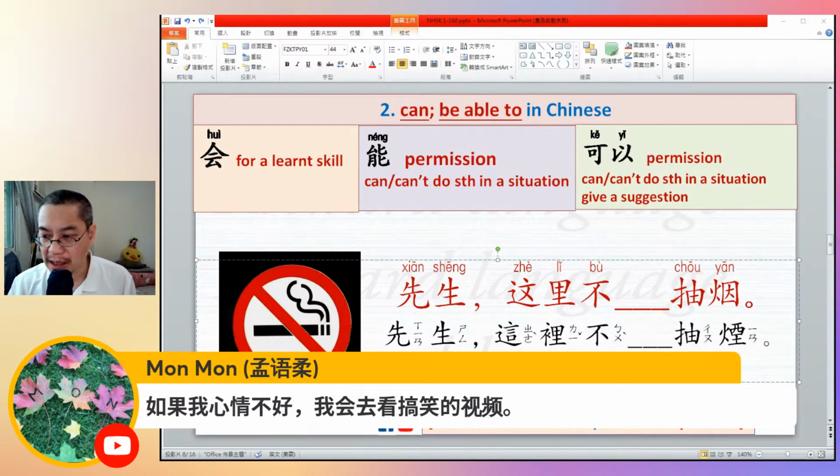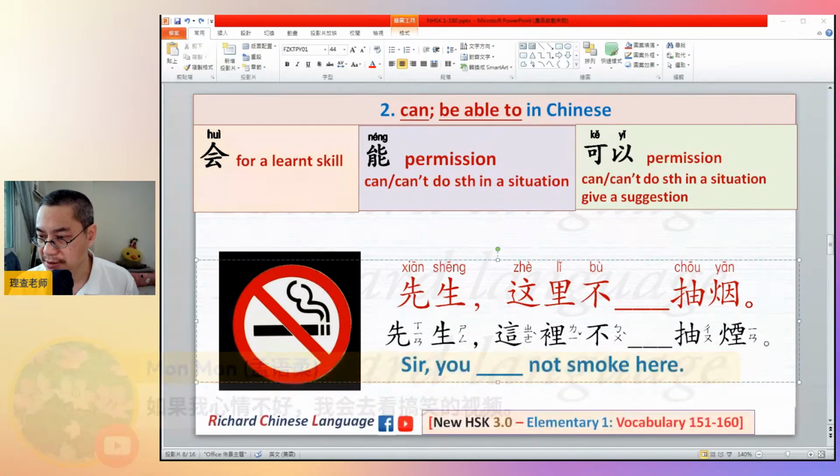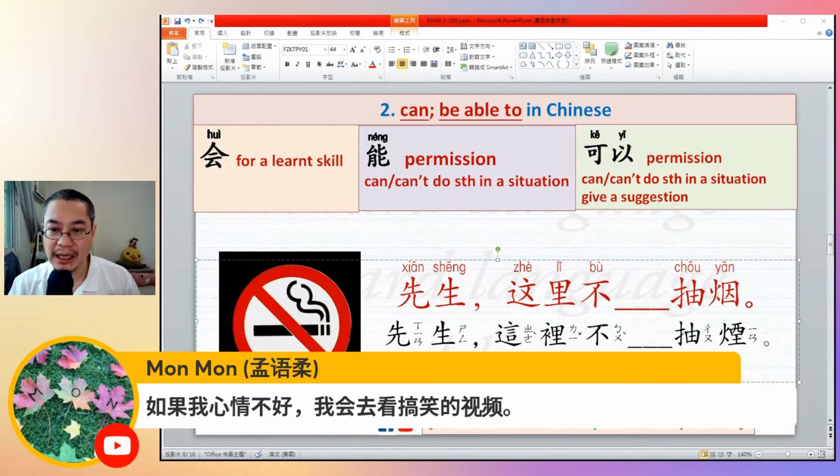如果我心情不好，我会去看搞笑的视频。Very good. That's a very good sentence. It's like I will go watching. I will watch funny videos.